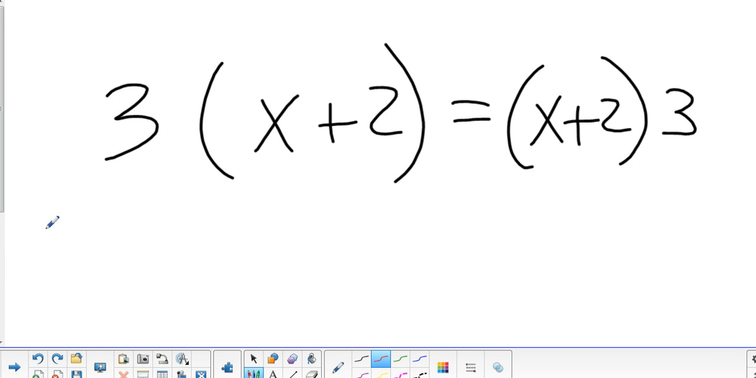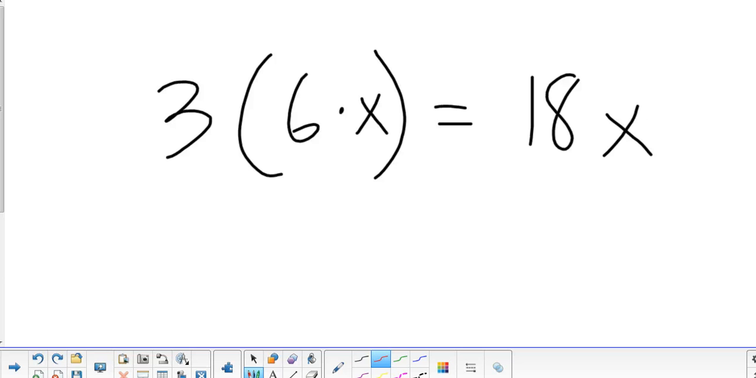Alright, so my question here is, what property is being shown? What property has been applied? And before you answer, because if you jump answer, you may answer incorrectly. Typically, you may want to use the distributive property here, but that's not what's being shown here. What have they done? Yes, they've changed the order. 3 times x plus 2, x plus 2 times 3. So the order has just been changed, right? That is just the commutative property.